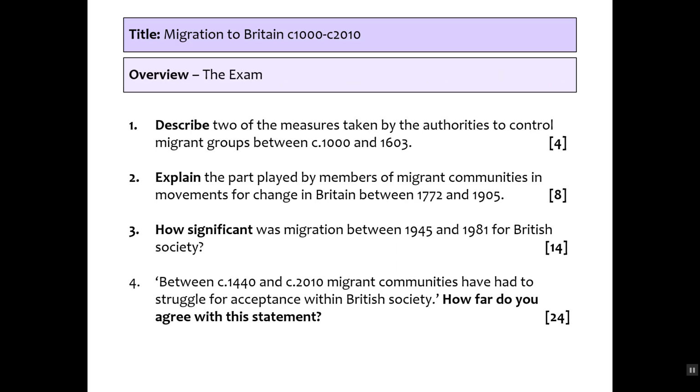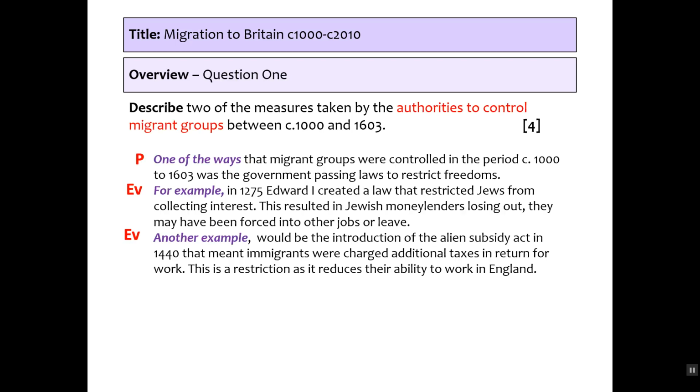Now we're going to get into some of the essays. So for a 4 marker, it should be really simple. Two points and evidence. So as you read through this, some of the markers that I'm using, one way, for example, another example, try and flesh it out, but you should not be writing more than point evidence, point evidence.